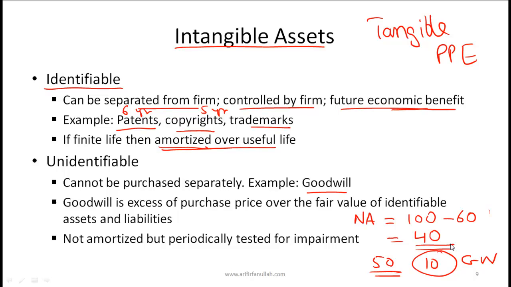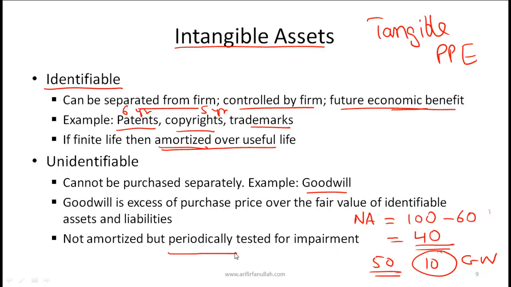Now you could not have bought that 10 million separately. You can't just identify that 10 million as something that you buy separately. So this is unidentifiable. You only get the 10 million when you buy the business. So that is goodwill. Since it is not identifiable and it cannot be separated from the business, there is no concept of amortization. However, we must periodically test for impairment.